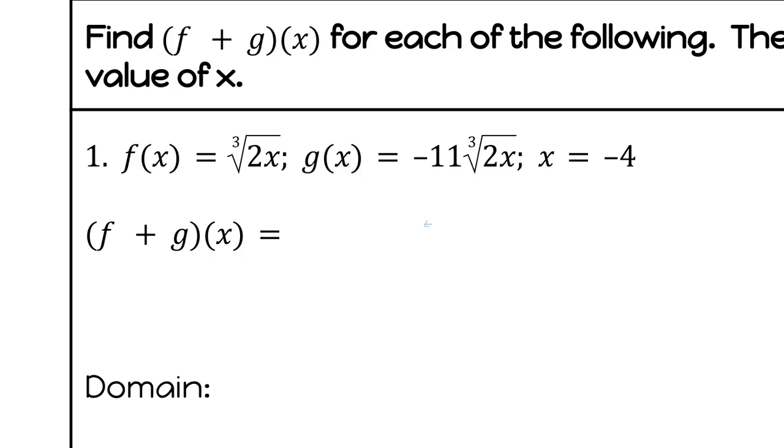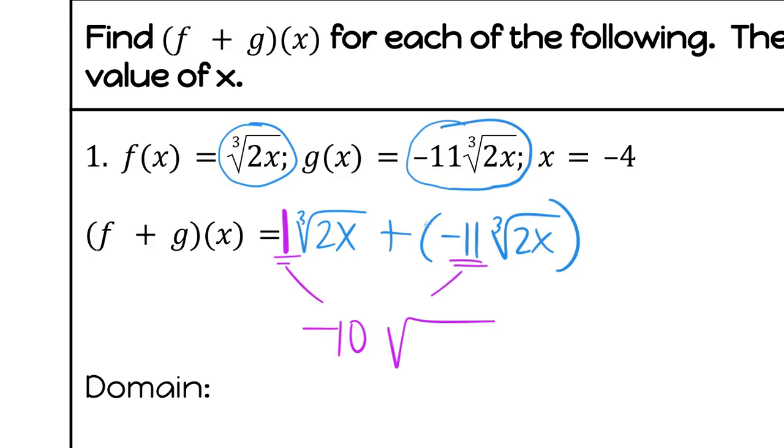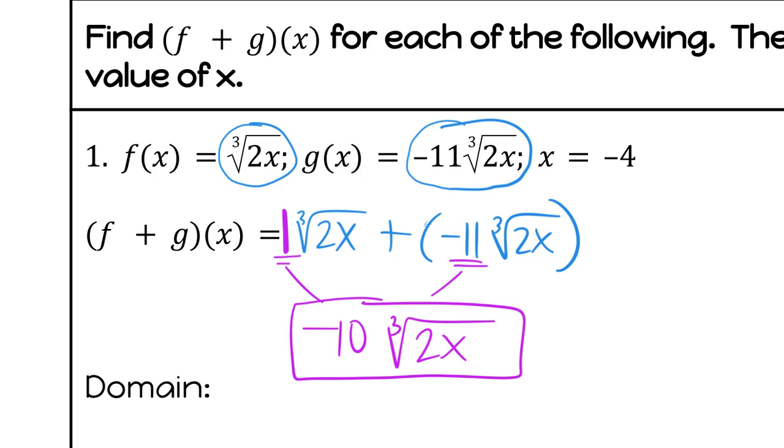Okay, so we're going to add the two functions together first. So we have the cubed root of 2x plus the negative 11 times the cubed root of 2x. So cubed root of 2x plus negative 11 cubed root of 2x. And once again, the roots match here, so we are allowed to add those together. Now remember, there is a coefficient of 1 on this one, so we're just adding up these coefficients. 1 plus negative 11 is negative 10, so the final answer would look like this. That would be the sum of those two functions.